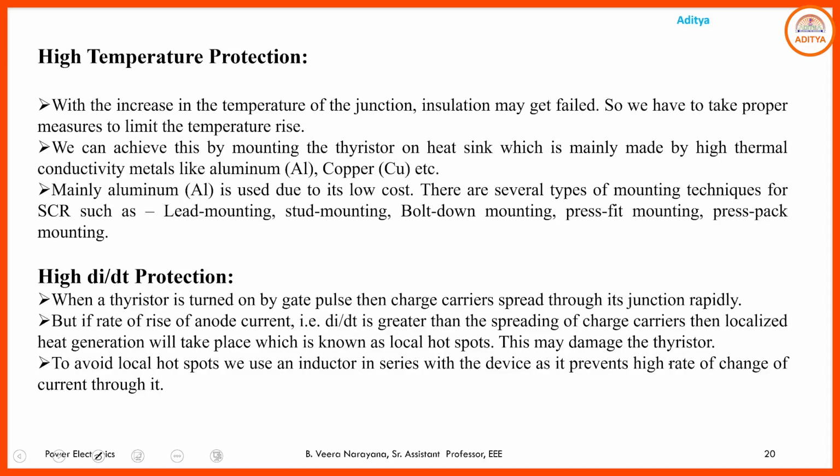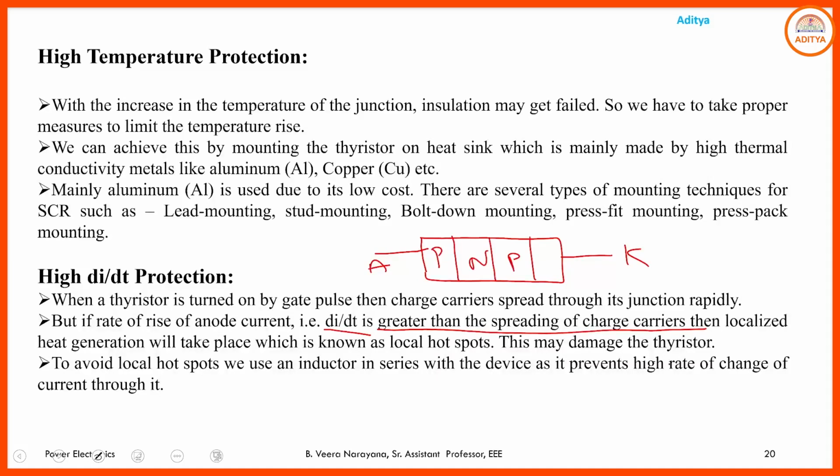If the rate of rise of anode current, that is the di by dt, is greater than the velocity or spreading of charge carriers, then localized hotspots will be generated. If you look at the structure of the SCR, we have 4 layers. This is the cathode and this is the anode. This is P, N, P and N. The outer P layer is considered as the anode, and the outer N layer is considered as the cathode. Here we have the gate terminal.